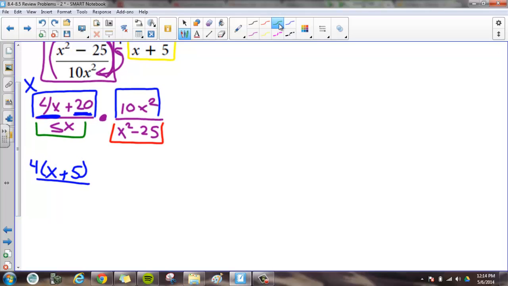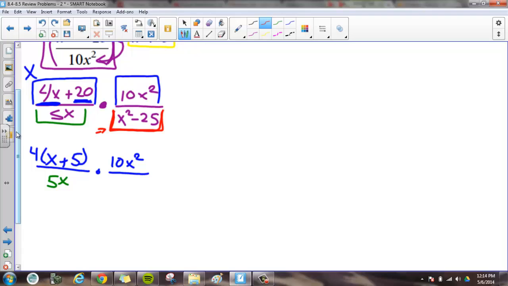Then we look at this 5x, and 5x really you can't factor that anymore. So that one's as good as it can get. And the same goes for this top 10x squared. Can't factor that at all either. So 10x squared is as good as it gets. Now this red area, this x squared minus 25, you can actually factor that a little bit more. This actually turns into x plus 5 times x minus 5.